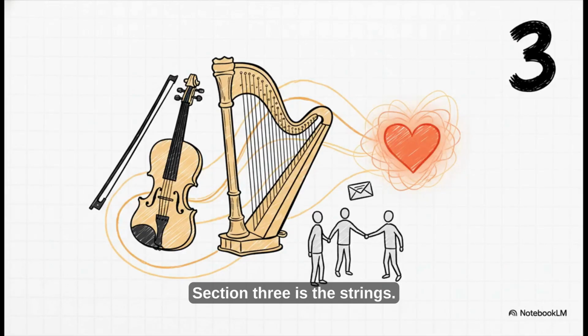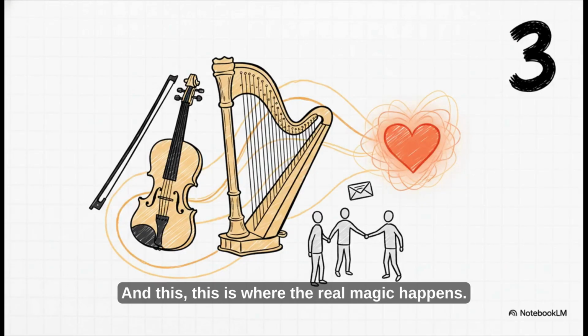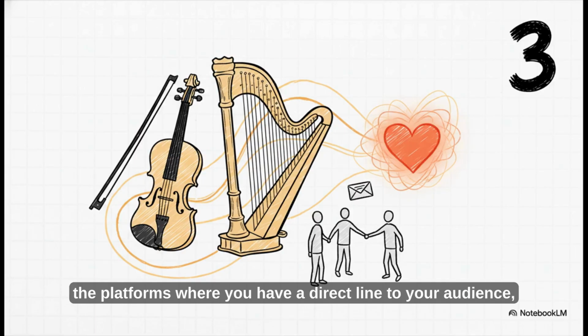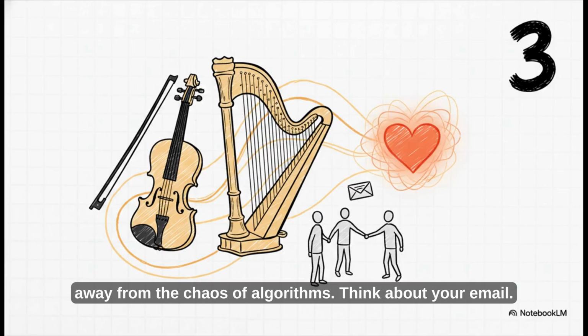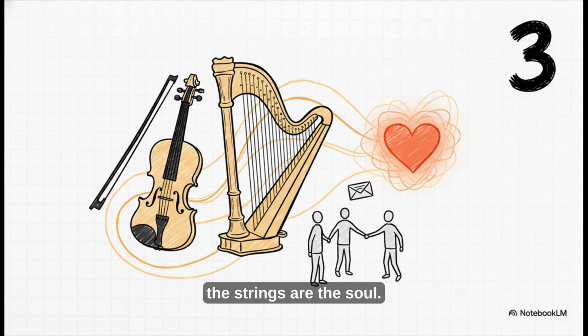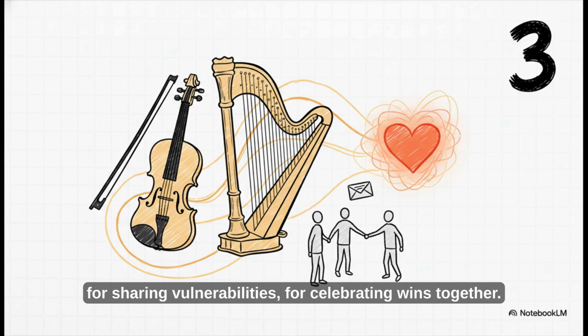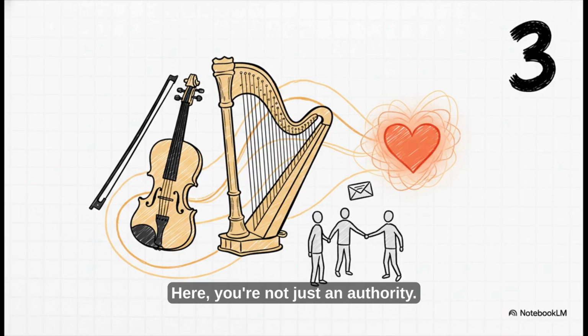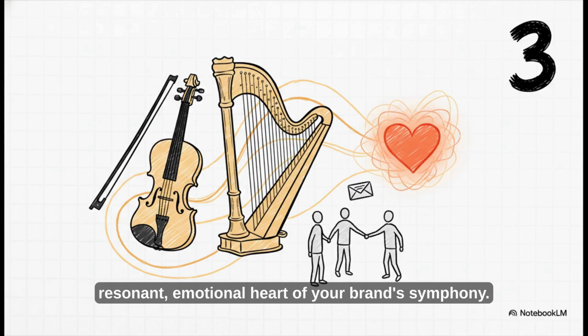Section 3 is the strings, and this is where the real magic happens. This section is made up of your owned channels, the platforms where you have a direct line to your audience, away from the chaos of algorithms. Think about your email list, your private community, that kind of thing. The mission here is to create real emotional intimacy. If the woodwinds are the brain, the strings are the soul. This is the place for storytelling, for sharing vulnerabilities, for celebrating wins together. Here, you're not just an authority, you're building a genuine human connection. This is the warm, resonant, emotional heart of your brand's symphony.